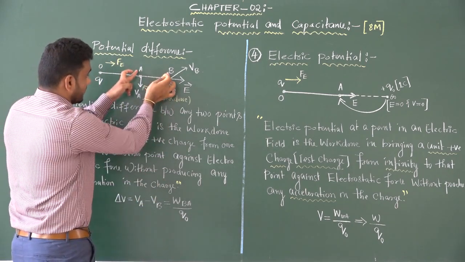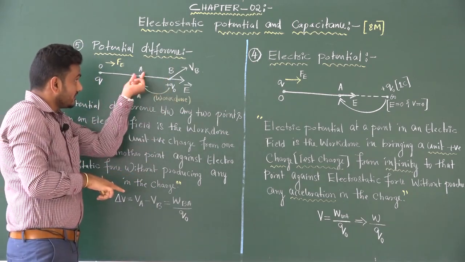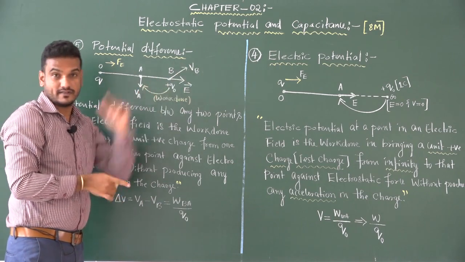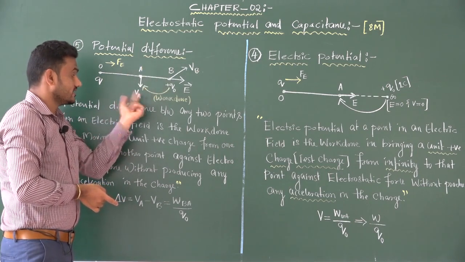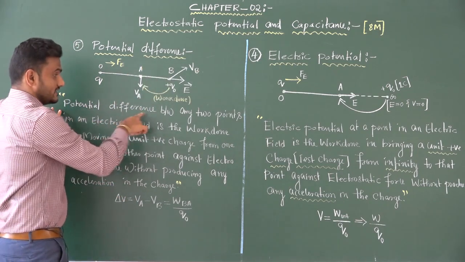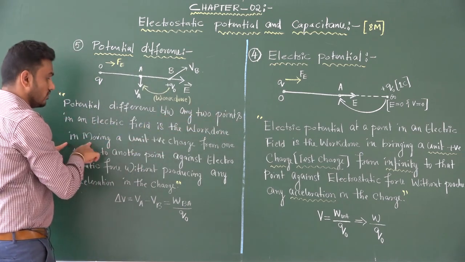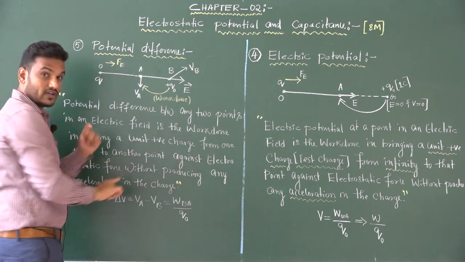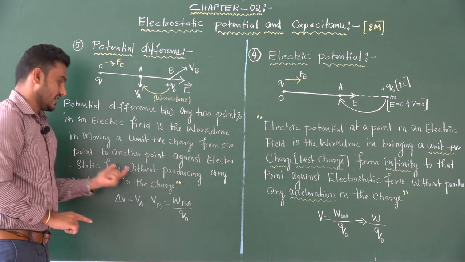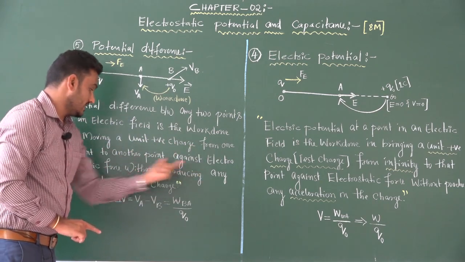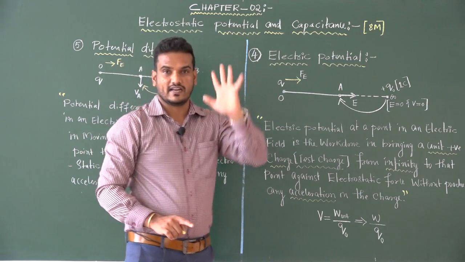Now the potential difference between these 2 points can be defined as follows, because at these 2 points, point A and point B, the potential is different. The potential at point B is VB, the potential at point A is VA. So potential difference between any 2 points in an electric field is the work done in moving a unit positive charge or a test charge from one point to another point against electrostatic force without producing any acceleration in the charge. The same thing we learned in the case of electric potential.